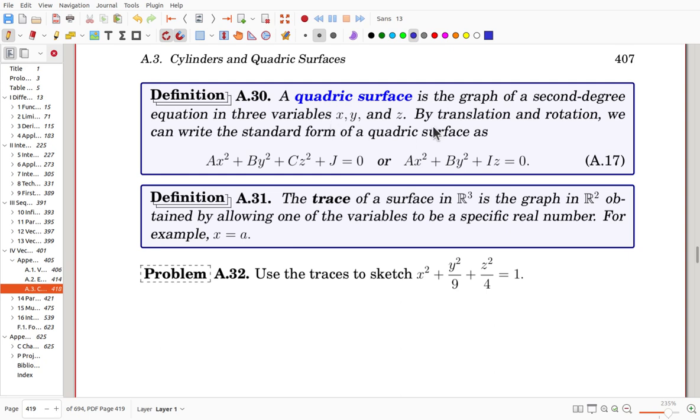But if you apply translation and rotation, then we can write the equation of quadric surfaces in these standard forms, you can reach either this one or that one. So we call these equations the standard form of a quadric surface.